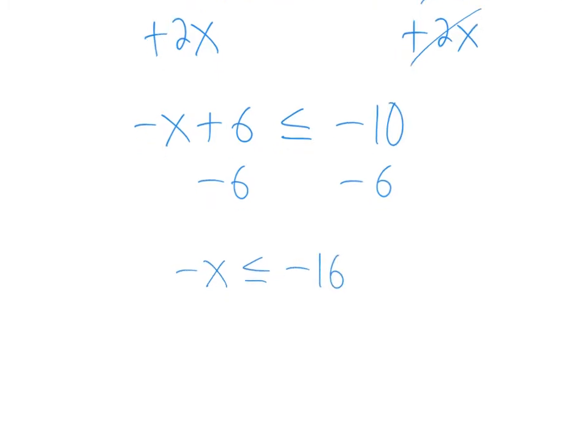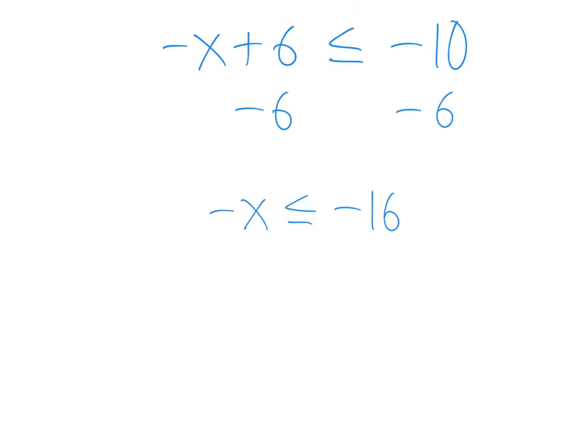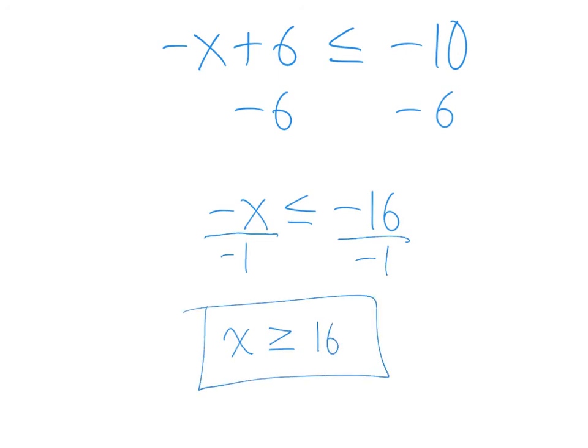All right, last step is to get rid of that negative in front of the x. So we can either multiply or divide by negative 1. I like to divide by negative 1 usually, but you can multiply by negative 1. And what do we need to do? We divide by a negative, so we need to flip the sign from less than or equal to, to greater than or equal to. And negative 16 divided by negative 1 is positive 16. And there's our answer.